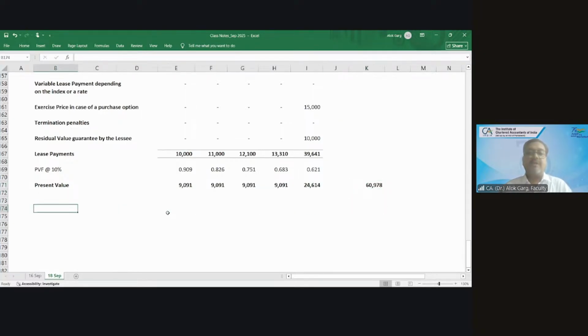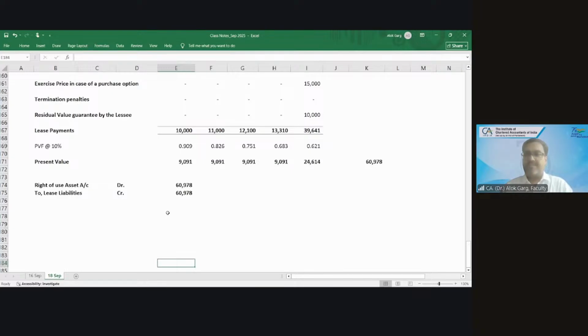What is my accounting entry on the commencement date? Right of use asset account debit, lease liability account credit, 60,978. So have you understood the calculation?